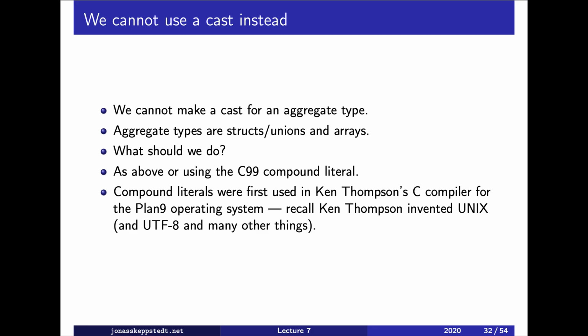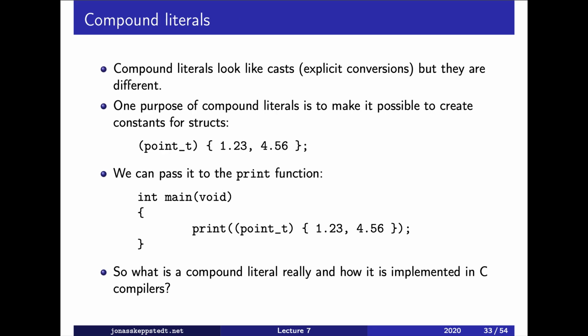Including compound literal and other things that were new in C99. Okay, so what we can do is to use something which looks like a cast, but it's not. So say we have these points and we want to create a temporary point. Then we use these braces and we can do it like this. So now we can use it as a parameter. And what this really is, is not a cast, but an anonymous variable with this type. So that's how it is implemented in a compiler.